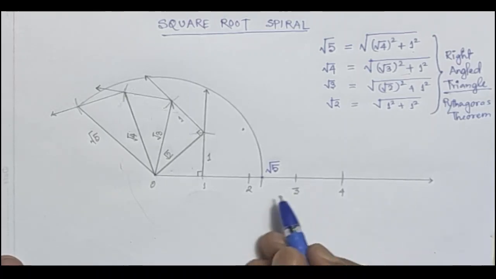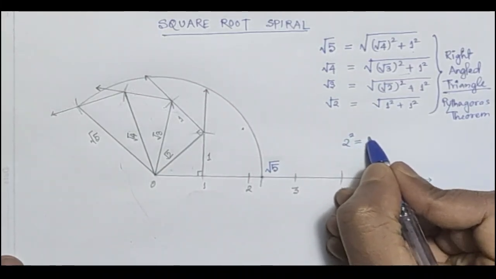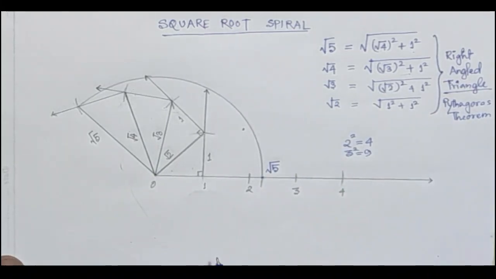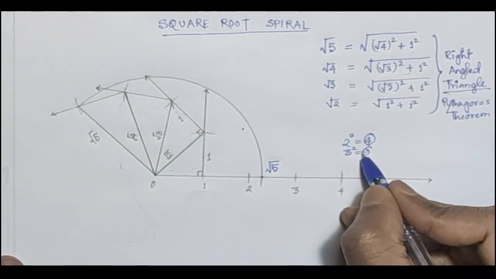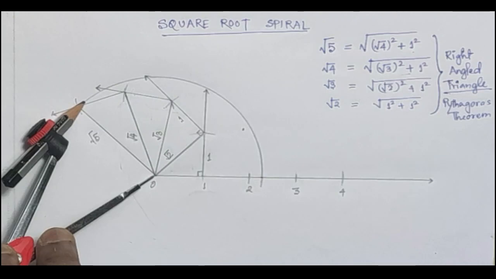You can also verify it. 2 square, what is 2 square? 2 square is equal to 4, and 3 square is equal to 9. So the square root of 4 is 2, and the square root of 9 is 3. And you can see that all the numbers between 4 and 9, that is 5, 6, 7 and 8, and more, like 8.5 also, all their square roots shall lie between 2 and 3. So that is how we draw the square root spiral.